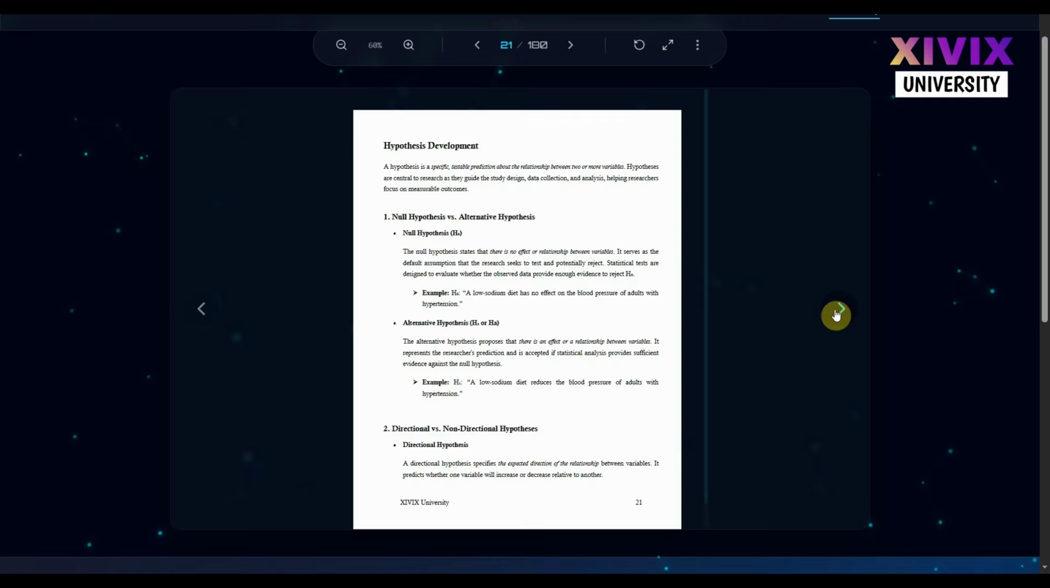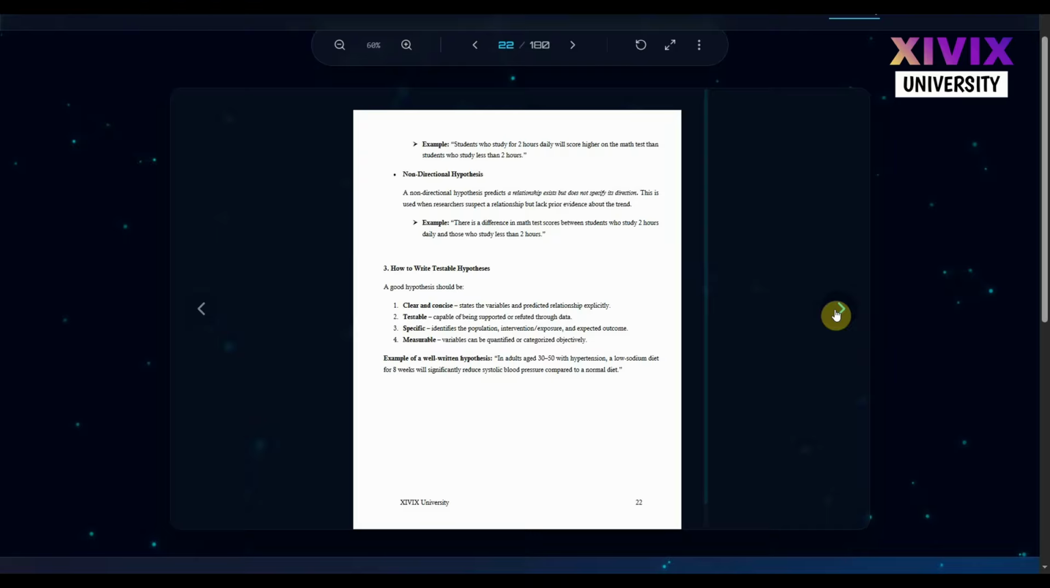So basically it tells you about the direction of how these variables behave and what could be the impact on the dependent variable. So non-directional hypothesis predicts a relationship exists but does not specify its direction. So for an example, there's difference in math test scores between students who study 2 hours daily and those who study less than 2 hours. So you can see that is the complete opposite of a directional hypothesis.